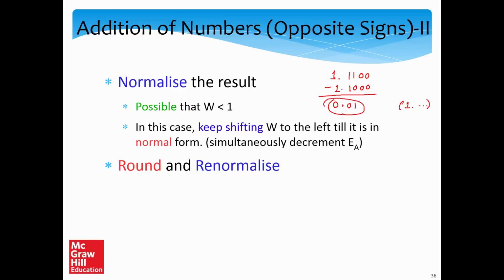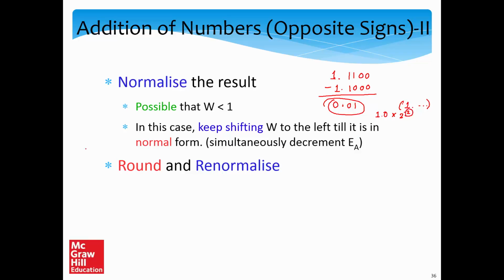So what we need to do is keep shifting W to the left till it is in the normal form, which is 1 point something. In this case the normal form would be 1.0. However, it will be 1.0 times 2 to the power minus 2. So what we essentially have to do is keep shifting W to the left till it is in the normal form, and simultaneously we need to decrement the exponent EA till we reach the normal form. In this case we'll have to decrement the exponent EA by 2.